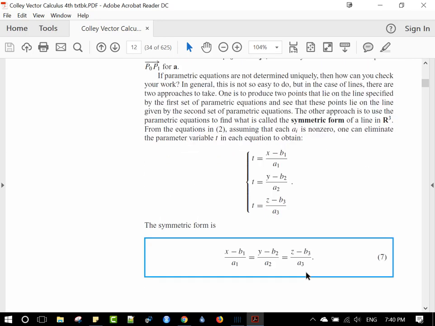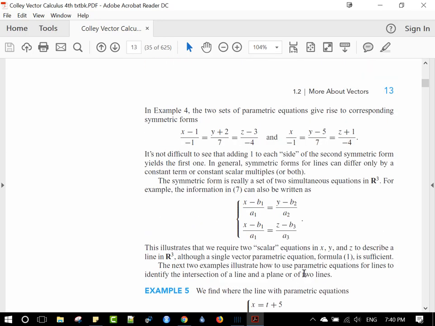And in example 4, the two sets of parametric equations give rise to corresponding symmetric forms, this one and this one. It's not difficult to see that adding 1 to each side of the second one yields the first one. In general, symmetric forms for lines can differ only by a constant term or constant scalar multiples or both.